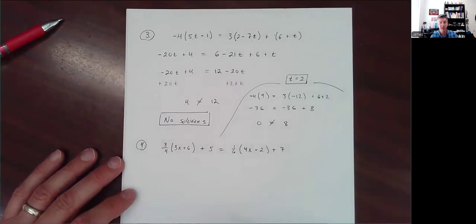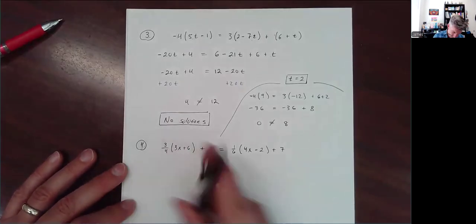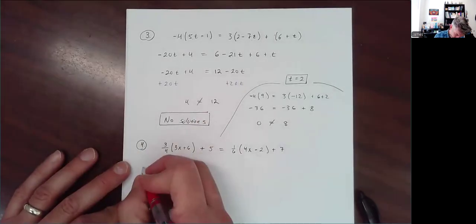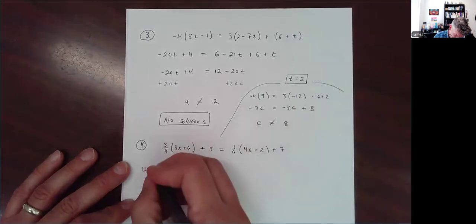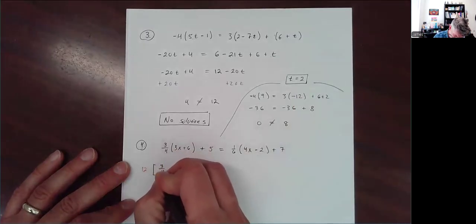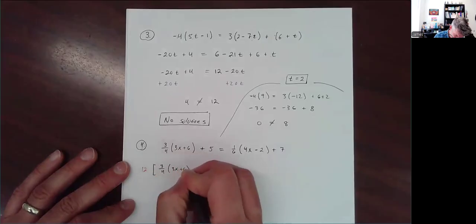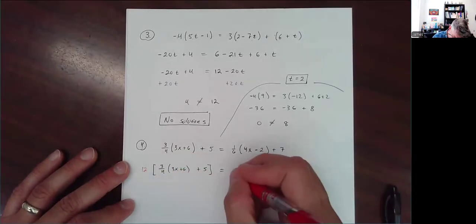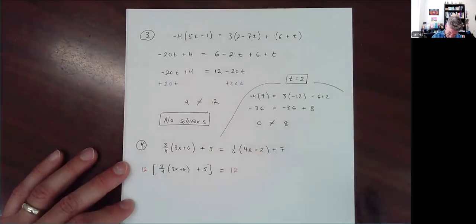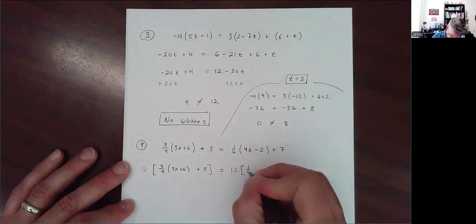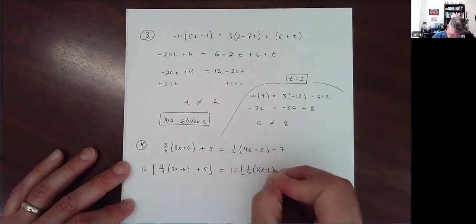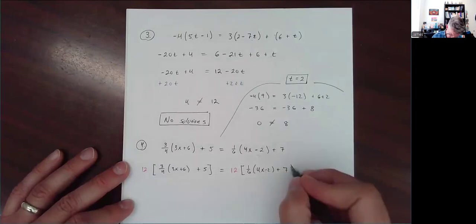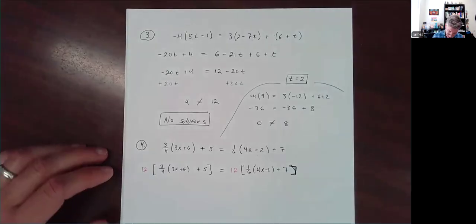So I'm going to multiply both sides by 12. So I'm going to have 12 times 3/4 times 3x plus 6, plus 5, equal to 12 times 1/6 times 4x minus 2, plus 7. So it's a little messy there. So let's see. So now we're going to distribute.